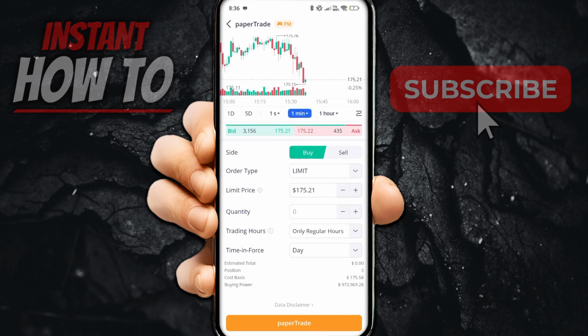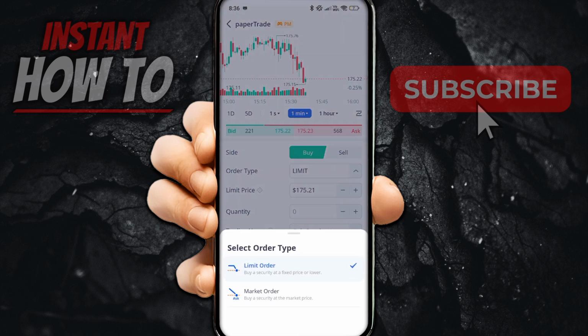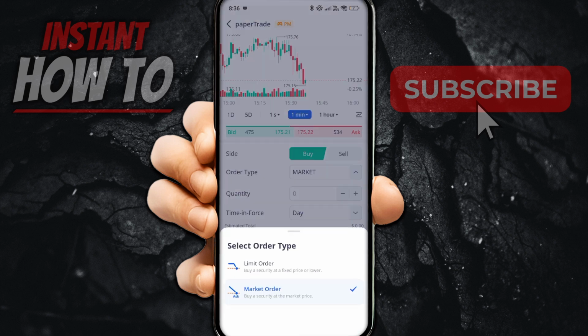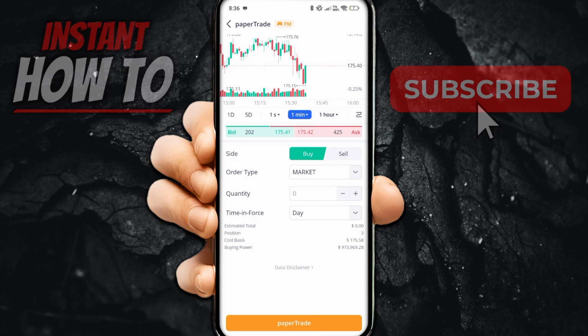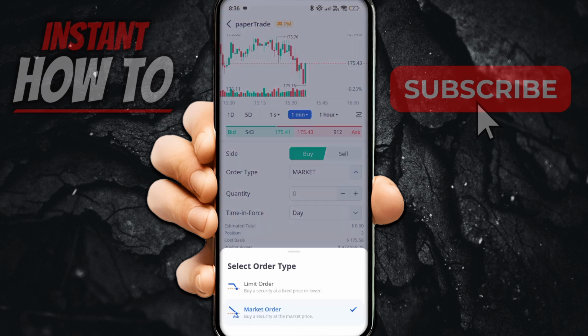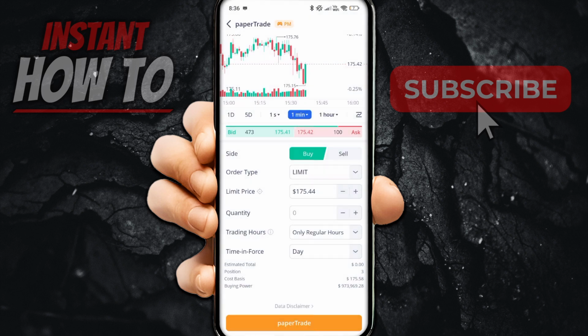So it says side. You have to select if you want to buy or sell. Of course, if you want to buy a stock, just tap on buy. Select a limit or a market order. So a limit order will basically buy or sell at the specific price you specify, but the market order will do this at the current price of the market, okay? I'm going to do a market right now, but if you do limit, you can also specify your limit price at the bottom, just below where it says limit, okay?